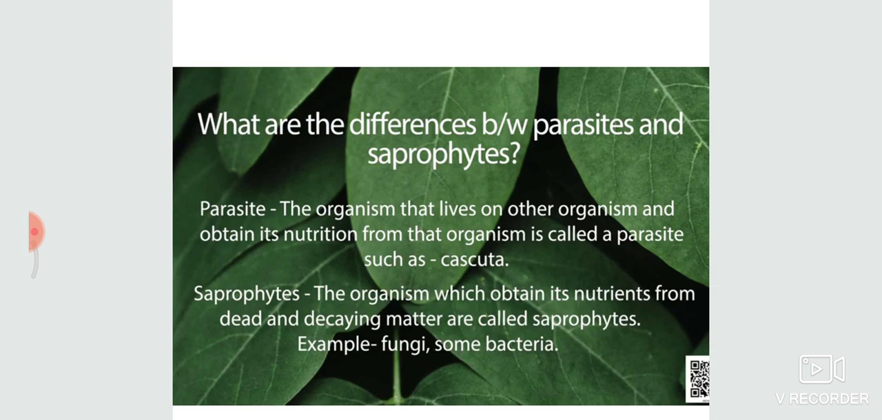The organism that lives on other organisms and obtains its nutrients from them is called a parasite, meaning they get their nutrients from other organisms, such as Cuscuta. Second is saprophytes: the organisms which obtain their nutrients from dead and decaying matter are called saprophytes. Okay, students, I hope this is clear in your mind.